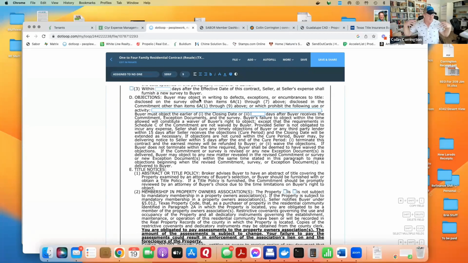Objections. This means I can back out of this contract. Buyer may object in writing to defects, expectations, encumbrances to title disclosed on the survey other than item 6A1 above, blah, blah, blah, commitment, or which prohibit the following use or activity, which usually comes from the deed research.